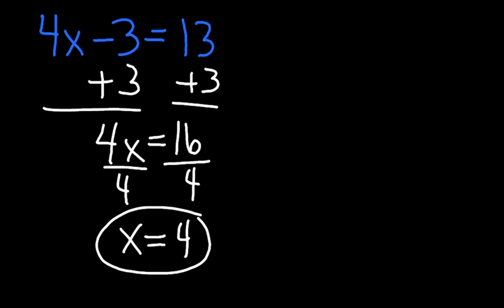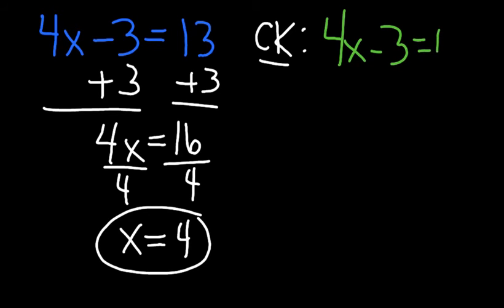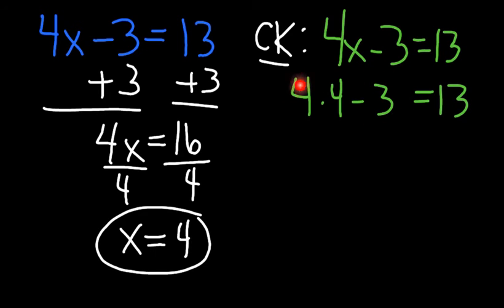Now I'm going to check it. To check, what do you always do first? Write the original problem. 4x minus 3 equals 13. Now what? Put 4 in x's spot. So 4 times 4 minus 3 equals 13. Now, you look at this side and do the math and see if that's really 13. Well, 4 times 4 is 16. 16 minus 3 is 13. So 13 equals 13. Beautiful.